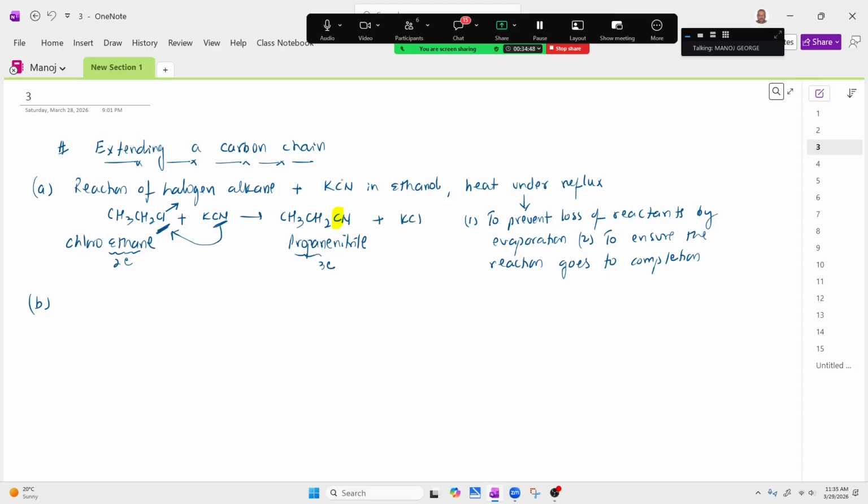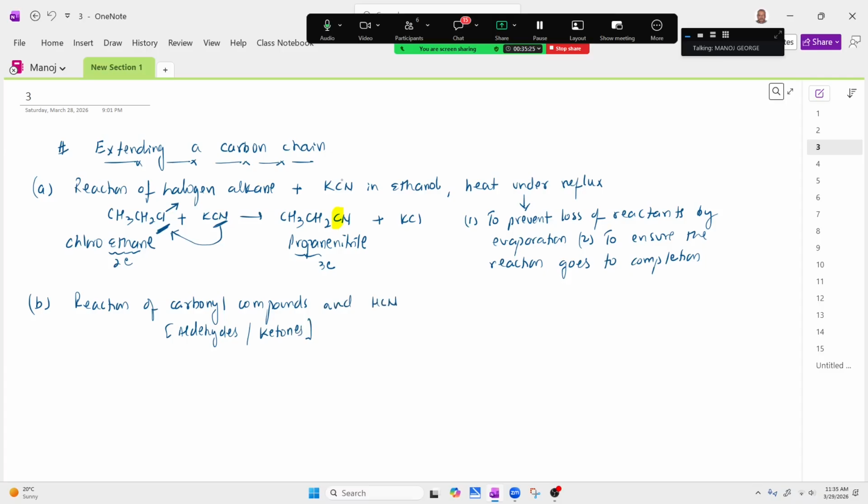Okay. The second way is the reaction of a carbonyl compound. Now, what are carbonyl compounds? These points are actually from your AS portions, so they're good information. When I say carbonyl compounds, I'm talking of aldehydes and ketones. So you can take a carbonyl compound and HCN.